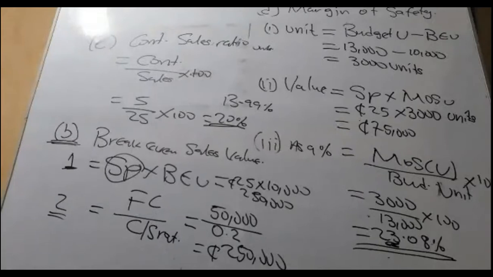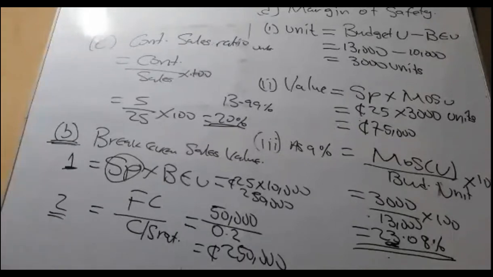Let me calculate the profit for you at the budgeted level. Can we find it? The budget is 13,000 and the contribution per unit is what? 5 cents. So times 5. That will give us 65,000, less what? Fixed cost of 50,000. So therefore, the profit is 15,000.